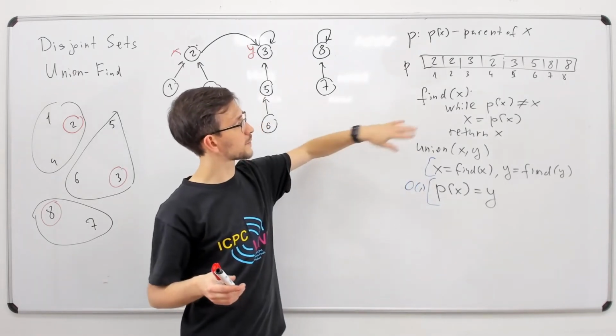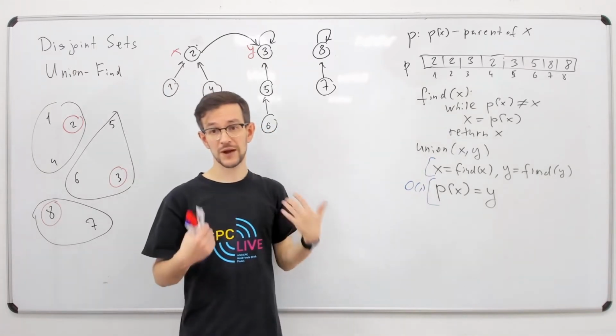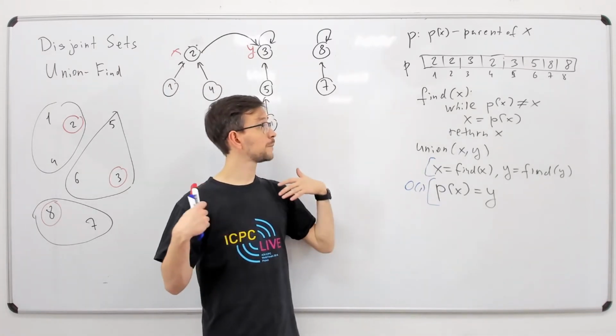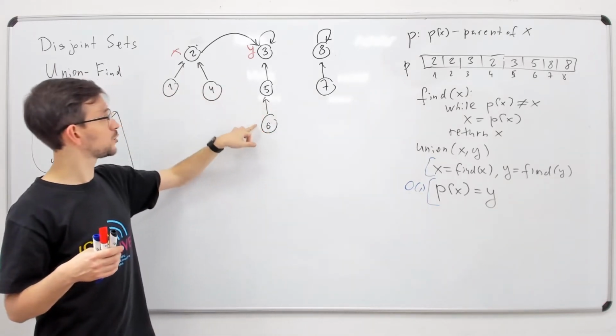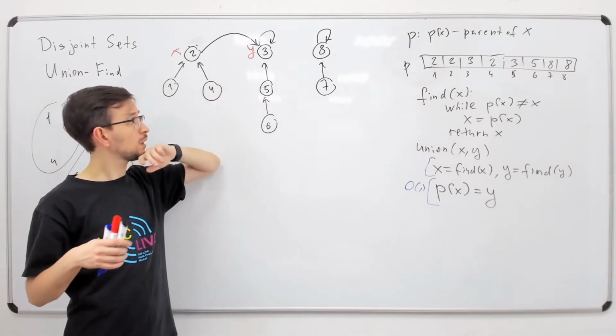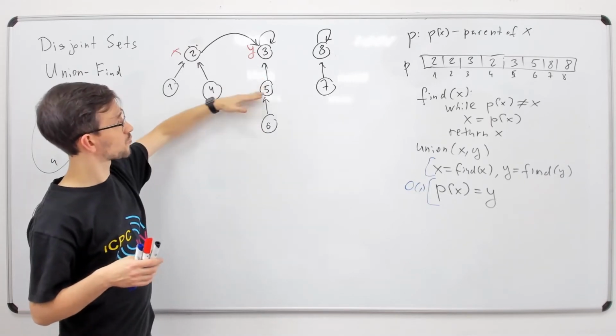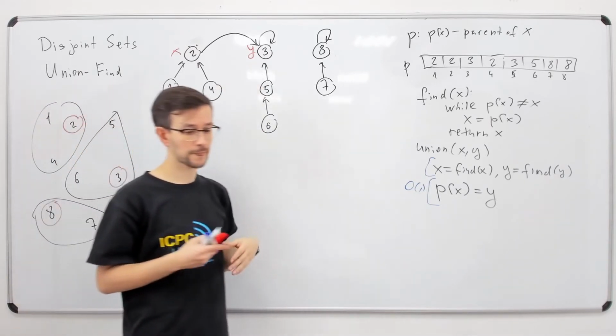Let's go to find. What is the time complexity of the find? It depends. We start from some element and use this link to move to the root. Is it possible that the number of these jumps will be linear?